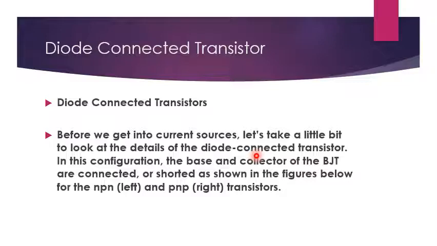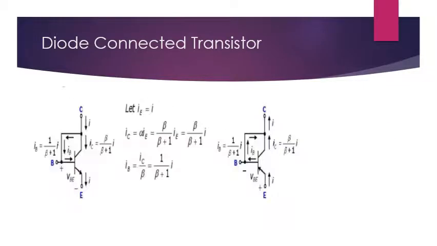The base and collector should be shorted, that's it. Okay, now we'll see that. See, here the base and collector is shorted. This is an NPN transistor. I've drawn for both NPN and PNP transistor. So base and collector is short circuited.